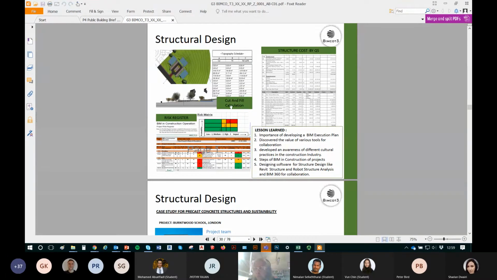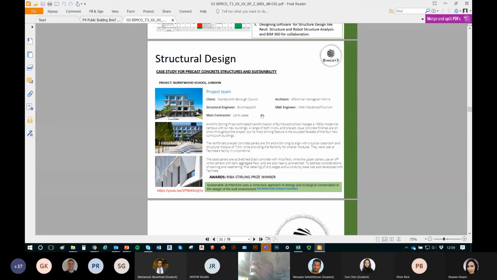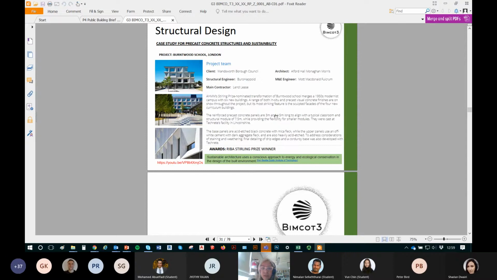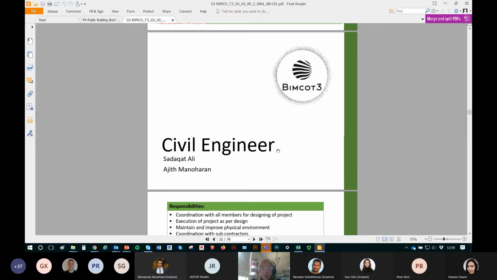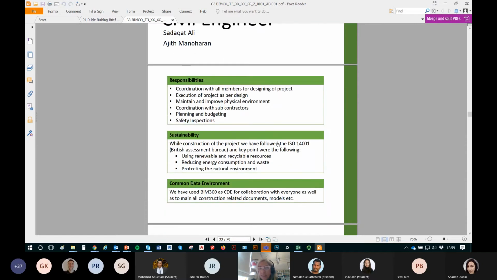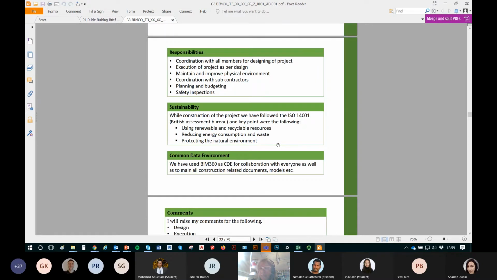And this one, I'm not sure where it fell on the structural design, but probably we'll find out later when we hit the health and safety team. And case studies as well. Civil engineer, I don't know why civil engineer is separated from the other one, but I guess they've done a little bit of infrastructure on the site, and I think that is okay.